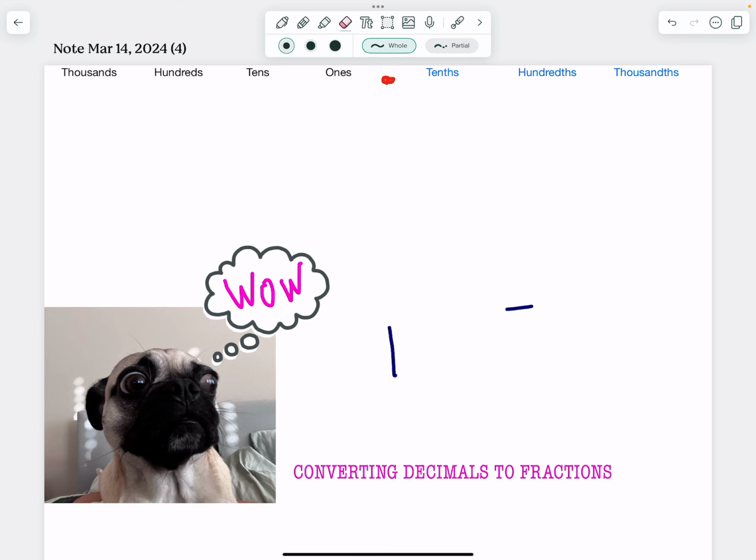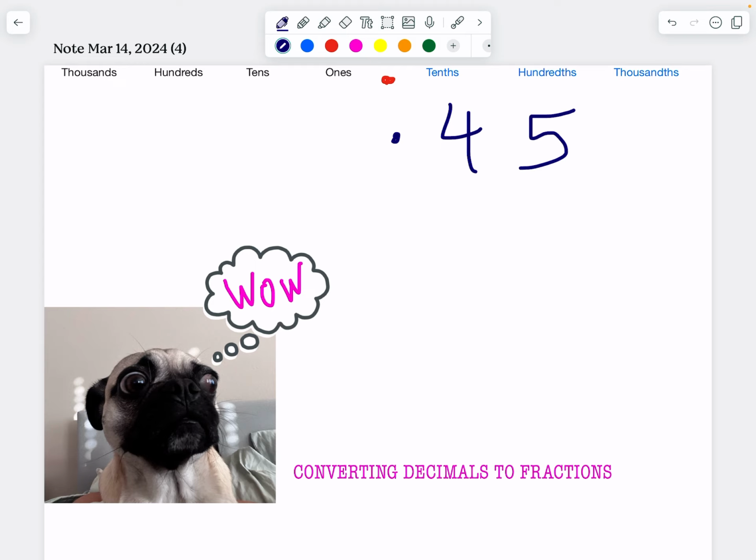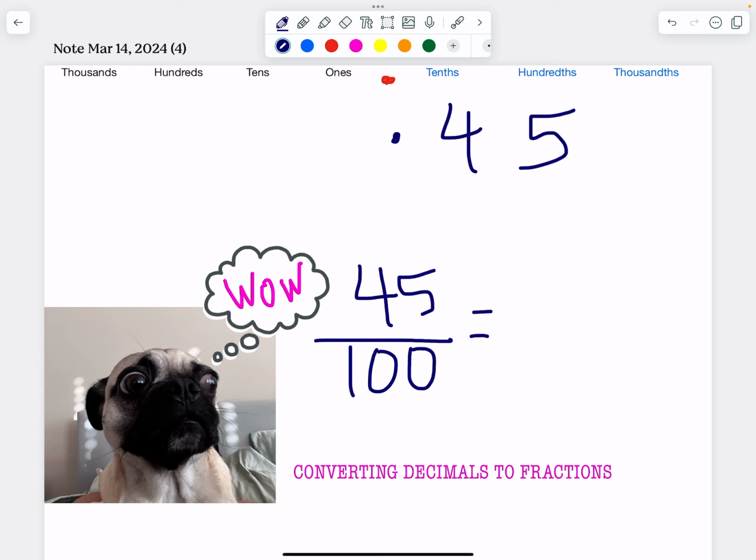Let's try another one. Okay, let's do 0.45. Okay, how do we put this in fraction form? Well, that's easy. We know that the 5 is in the hundredth spot, so we will put 45 over 100, but that can be reduced. 5 will go into 45 9 times and into 100 20 times, so it's 9/20ths.